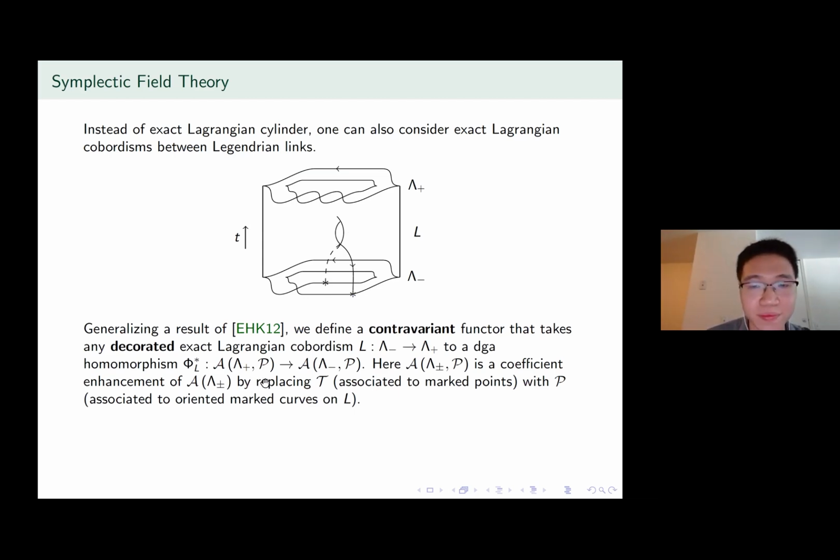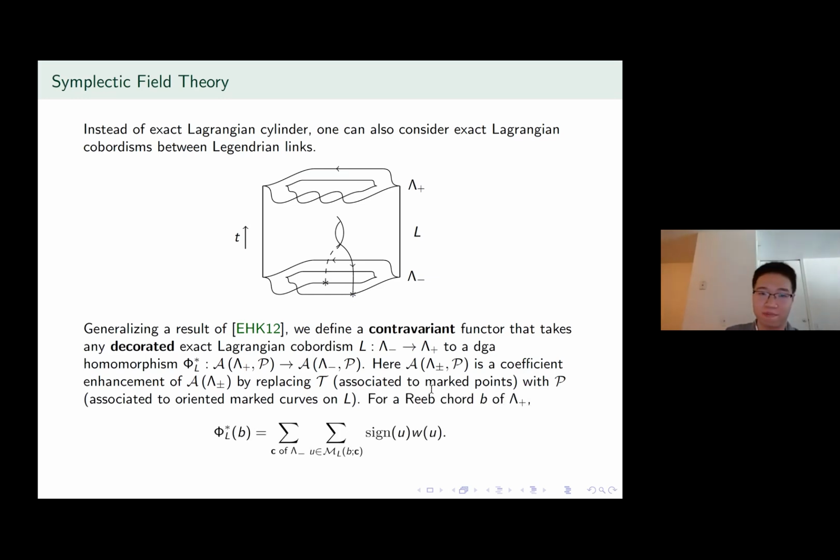So we replace the mark point t with mark curves P and enhance them into A(Λ+, P) and A(Λ-, P). So the functor goes between these two DGAs. And then the map is computed as follows.